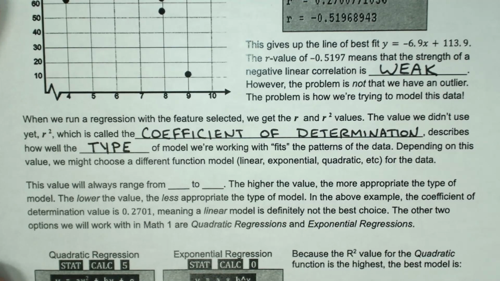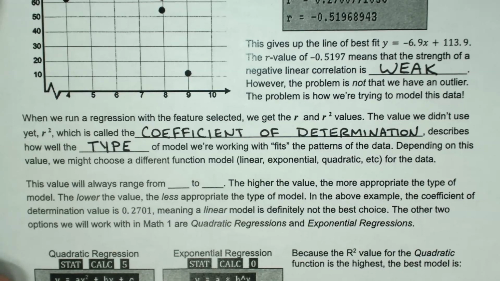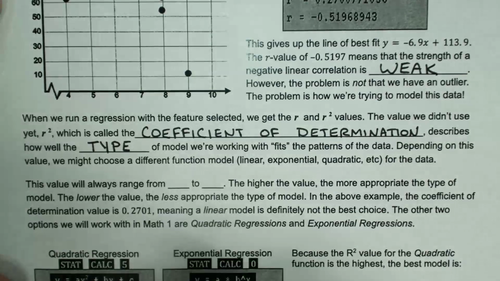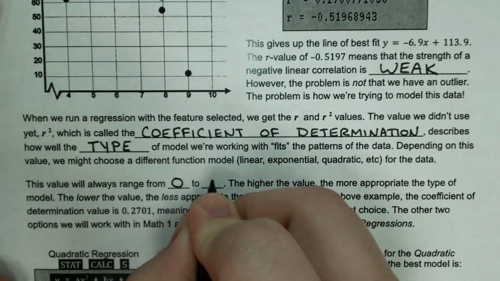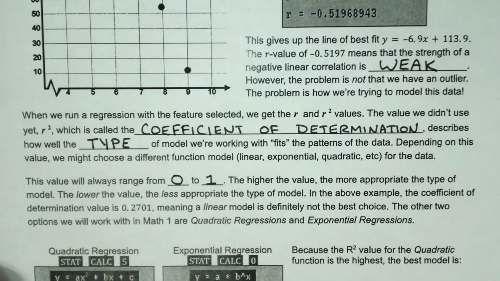And depending on what it gives us for R squared, it might tell us, hey, maybe don't use a linear. Maybe use an exponential or quadratic. So that number is always going to range from 0 to 1. So R is from -1 to +1, but R squared is from 0 to 1.